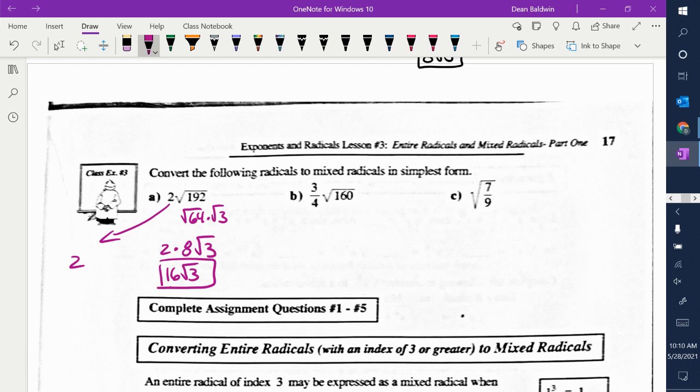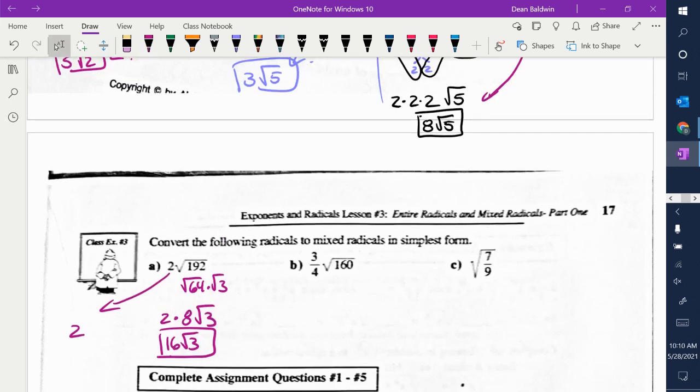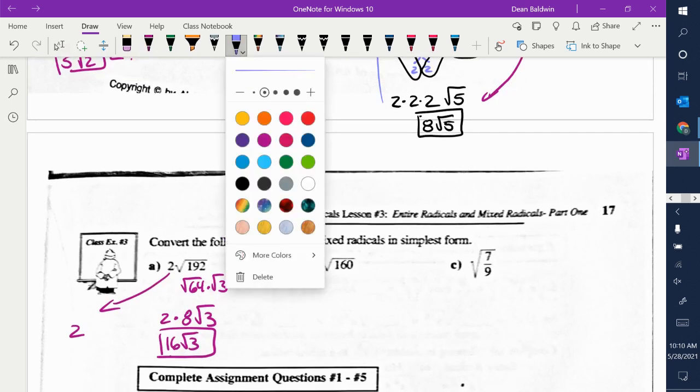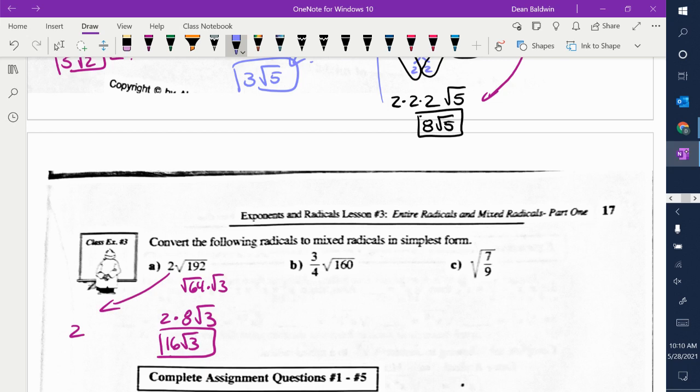Okay? If you did it with the factor tree method, I'll just show it, because it's more work, but that's okay. If I did it with a factor tree method, I'll go up. 192 is 4 and 48. 48 would be 4 and 12. That would be 4 and 3.